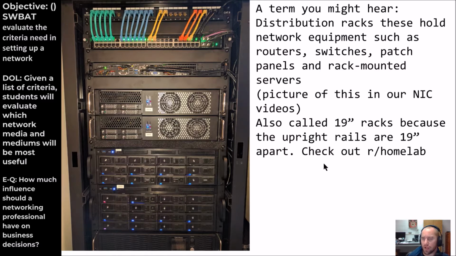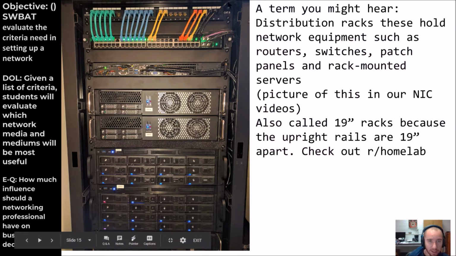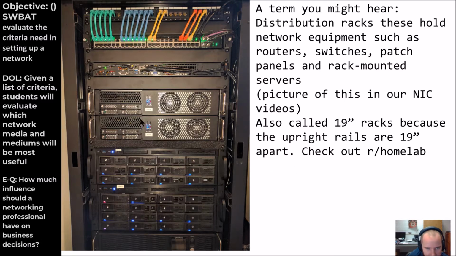These are also called 19-inch racks because the upright rails, these things right here, are 19 inches apart. Well, maybe that's the rail. And so the distance from this to this, where you plug or you can roll this thing into, it's called a 19-inch rack because it's 19 inches apart.